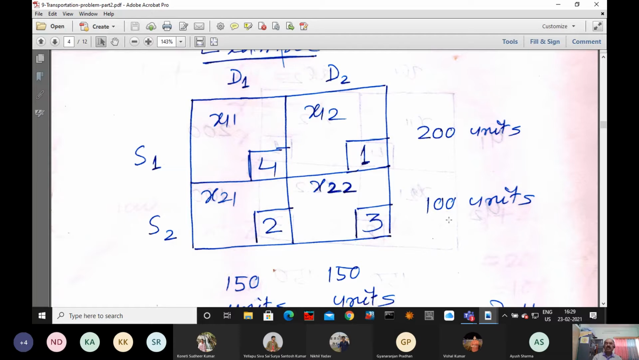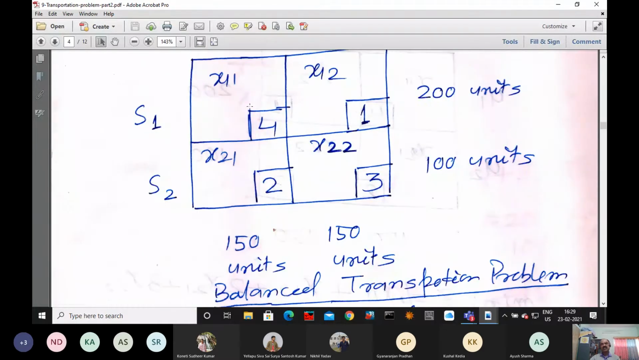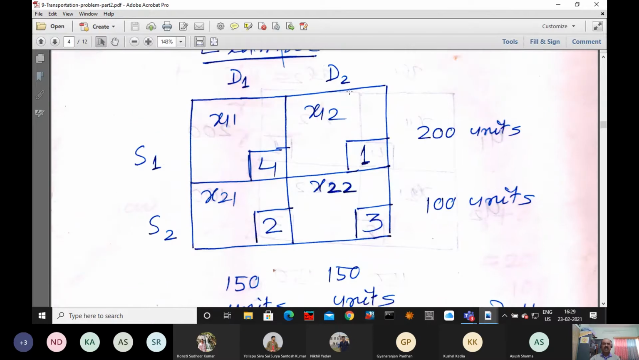Okay. Now, see, if you want to solve this problem, it is given the cost of transportation from source 1 to destination 1 equal to 4 units. The transportation cost from source 1 to destination 2 equal to 1 unit. And similarly, transportation cost from source 2 to destination 1 equal to 2 units. Then similarly, the transportation cost from source 2 to destination 2 equal to 3 units. This is given in a tabular form.